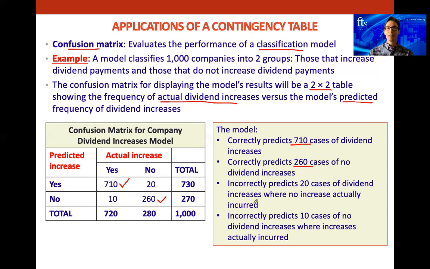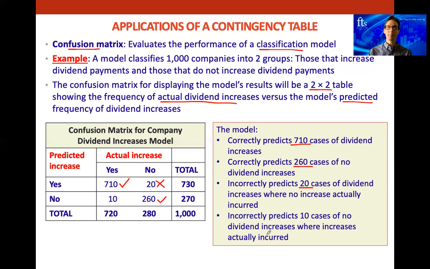So over here, let's have a look at this one. The model incorrectly predicts 20 cases of dividend increases where no increase actually occurred. So that's a mistake. Why? Because the model was predicting an increase, but in the real world, the increase did not happen. So that is something the model got wrong. There we had a yes and a no corresponding. So that was a mistake from the model.